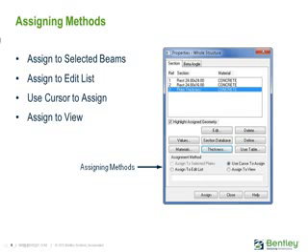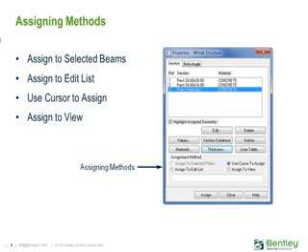We can assign it to selected beams, which means that we would make a selection and then assign the selected property to those members. We can use an edit list, which means we would enter our beam member numbers into a list. We can use our cursor to assign, which means that we will go around and click on the different members in the model, or the Assign to View option, which will be used to assign whatever properties you select to the entire model.